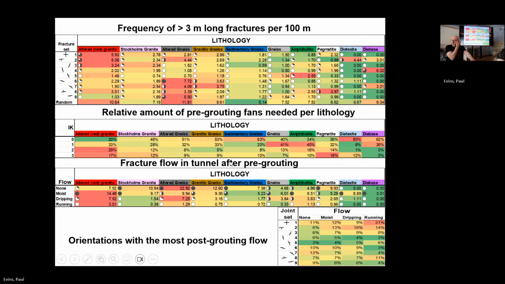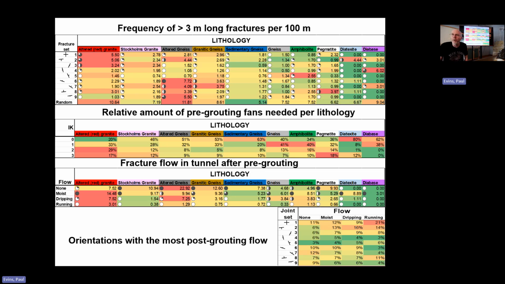More information from one of my tunnels, where I have a huge data set of probably 10,000 fractures, 7,000 fractures measured. And these are fractures that are more than 3 meters long, and it's important to keep that in mind. I'm not talking about small broken up bits, short fractures. I'm talking about long fractures that cross a whole tunnel, for instance.